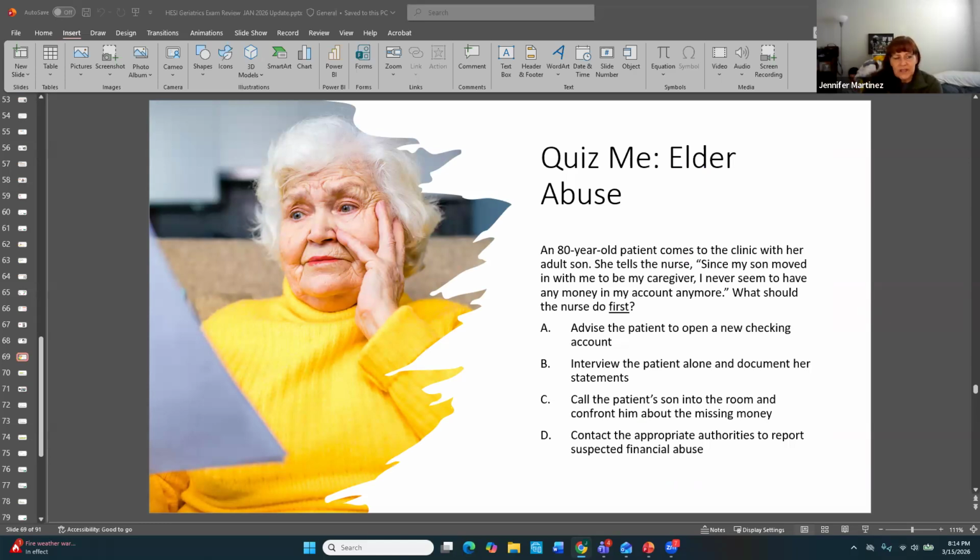A, advise the patient to open a new checking account. B, interview the patient alone and document her statements. C, call the patient's son into the room and confront him about the money. Or D, contact the appropriate authorities to report suspected financial abuse. So what is the first thing that we need to do in this situation?